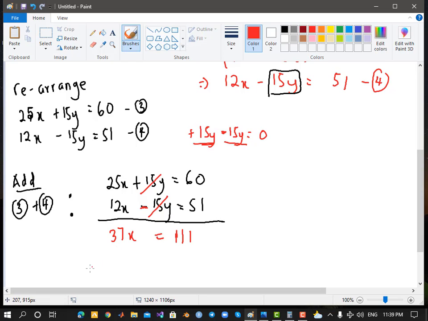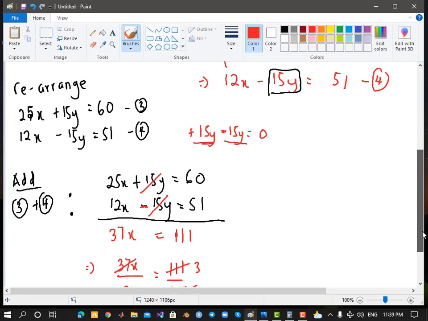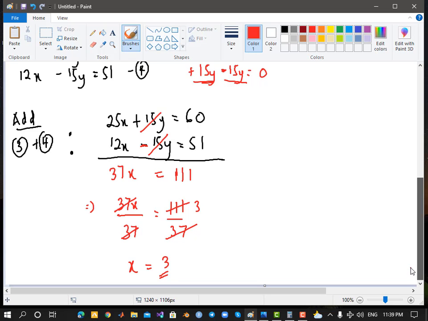It means that if you go further, we are going to make x the subject. So if you are to make x the subject, we are going to divide both sides by the coefficient of x, which is 37. So this will cancel this, and we are going to get only x standing. Using our calculator, we get 3. So x is equal to 3.